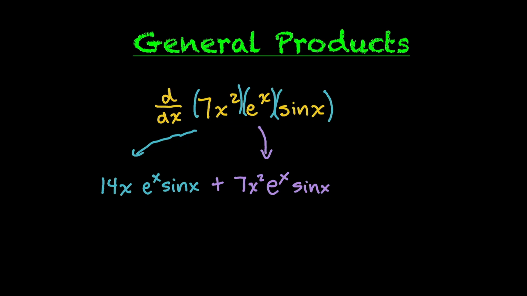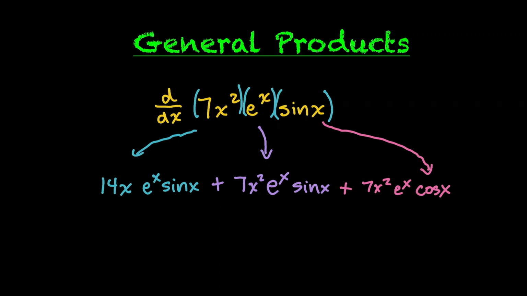And now all I have to do is continue until I hit all my functions and all their derivatives. So now I'm going to take the derivative of sine of x. Well, the derivative of sine of x is cosine of x. And again, I'm leaving the other functions alone. So 7x squared e to the x. Okay, and again, we're going to add all these results together.